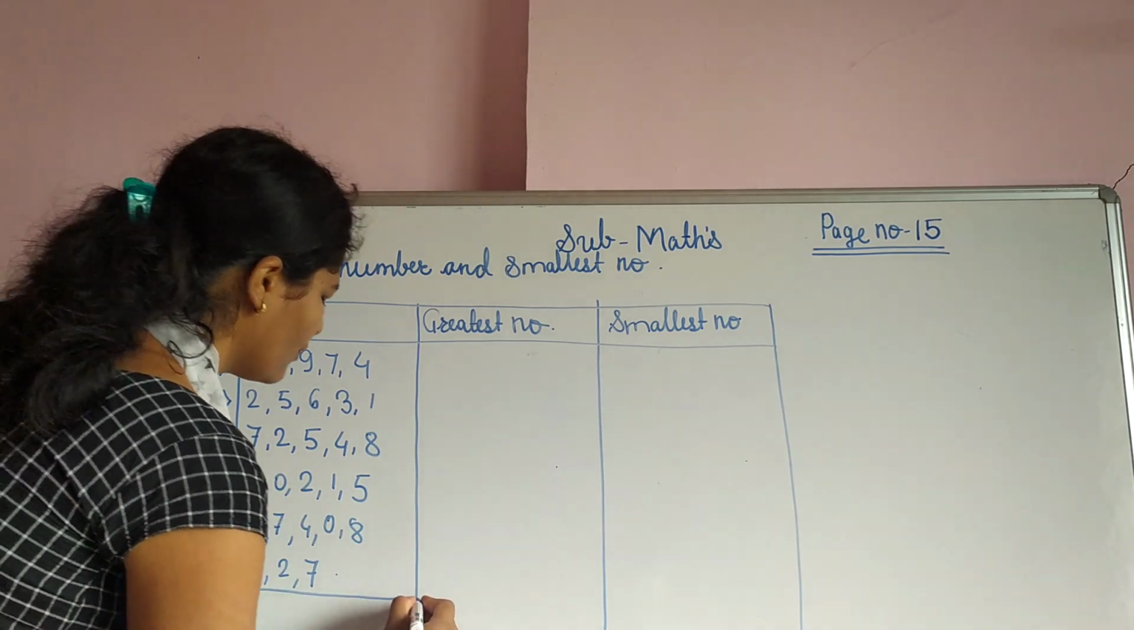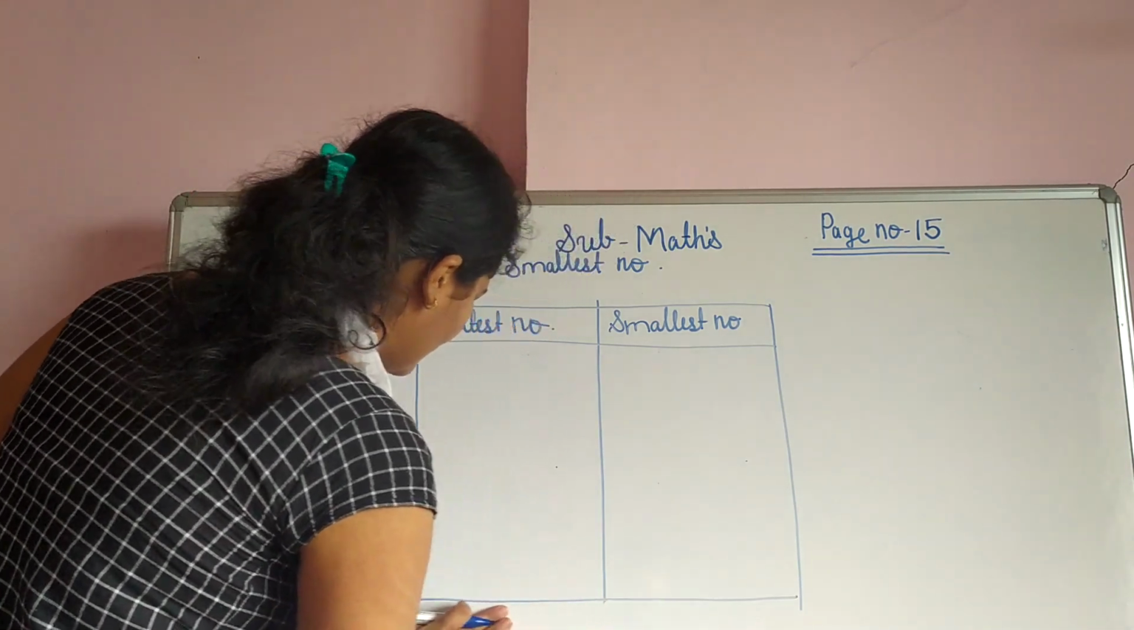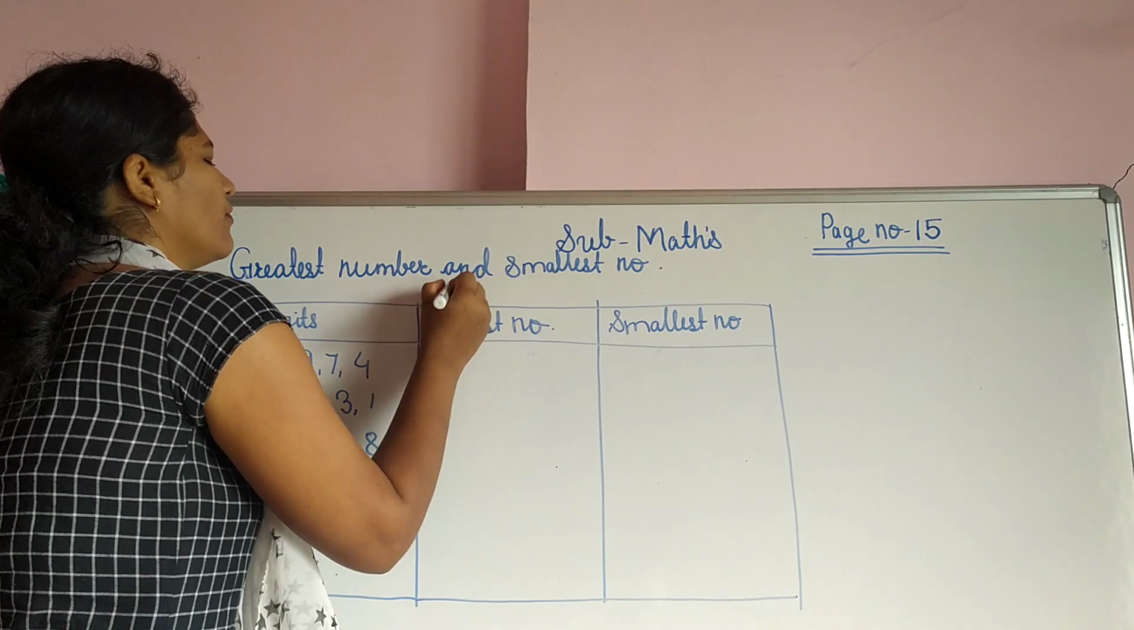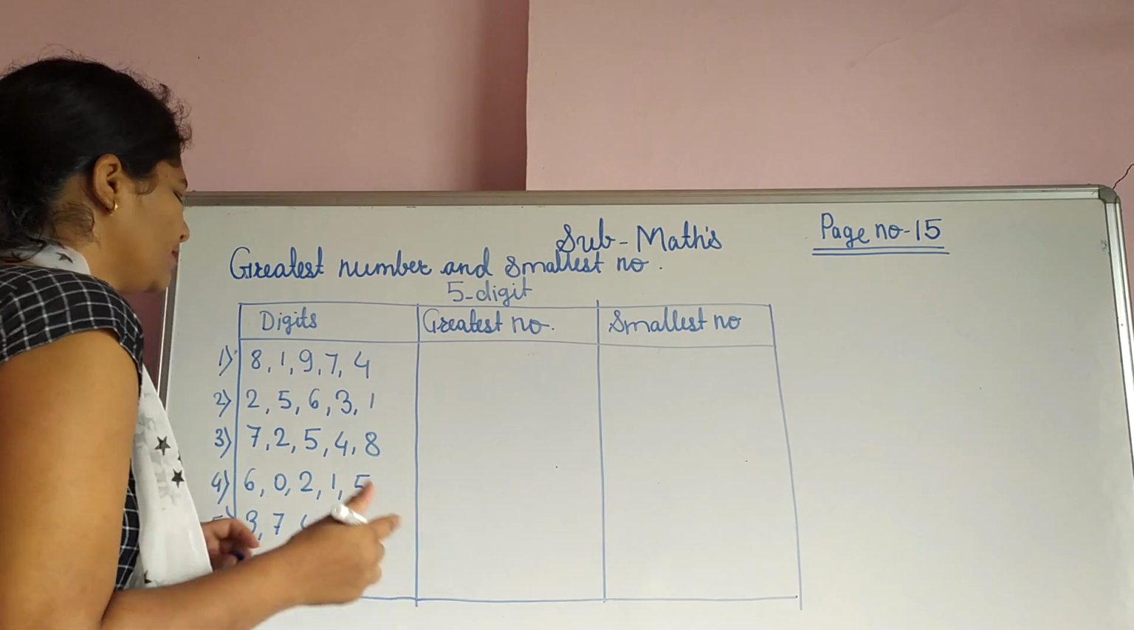So students, how many digit number do we have to make here? We have to make a 5 digit number. How many digit number do we want? We want a 5 digit number.